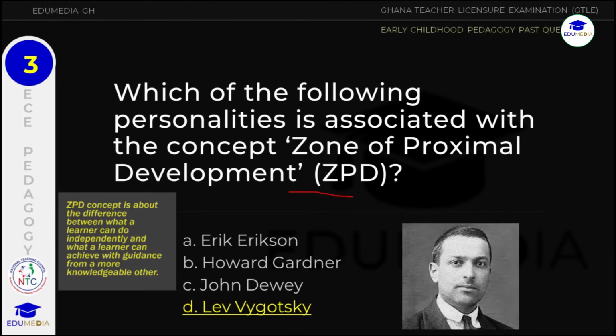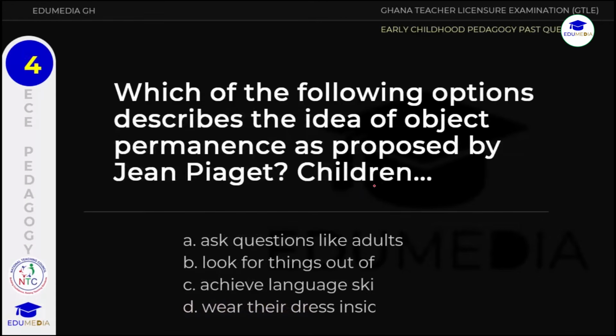The next question is question number 4. Which of the following options describes the idea of object permanence as proposed by Jean Piaget? The possible answers here: A, children ask questions like adults. B, children look for things out of sight. C, children achieve language skills. And D, wear their dress inside out. The correct answer is D, look for things outside.